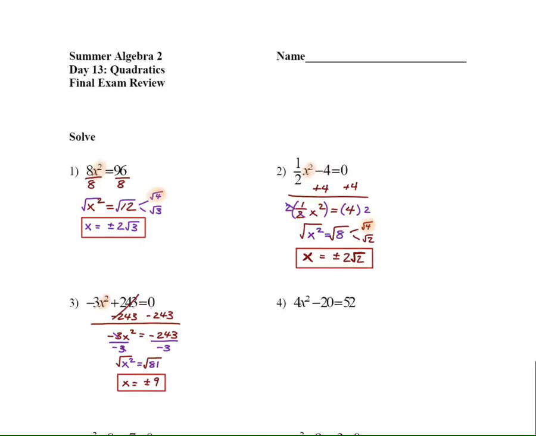And number 4, again, noticing I only have an x squared, I'm going to use square roots again, so I'm going to add 20 to both sides. So 4x squared equals 72. Divide both sides by 4. So I get x squared equals 18. Take the square root of both sides, I get x equals plus or minus, and then I have to split 18 into 9 and 2, because 9 is a perfect square, so you should get plus or minus 3 root 2 for your answer.